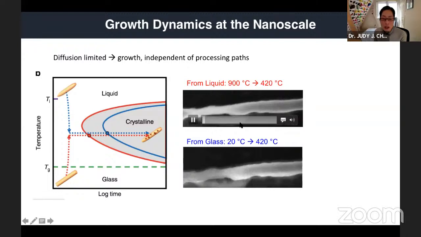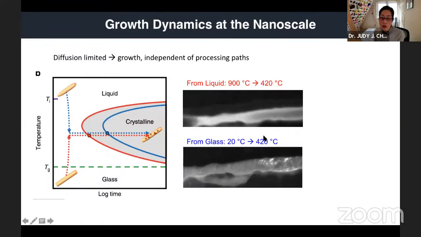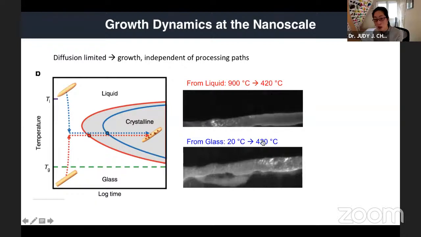However, what we found is that when you are heating up from room temperature to the growth temperature, the growth rate is much faster. In fact, it's about 20 times faster. So this is the same nanorod that we recycle, and you can see that when you're coming from liquid to the crystallization temperature, the growth rate is much smaller. So this naive picture of it's only diffusion limited, the structure of the glass does not matter, is wrong.